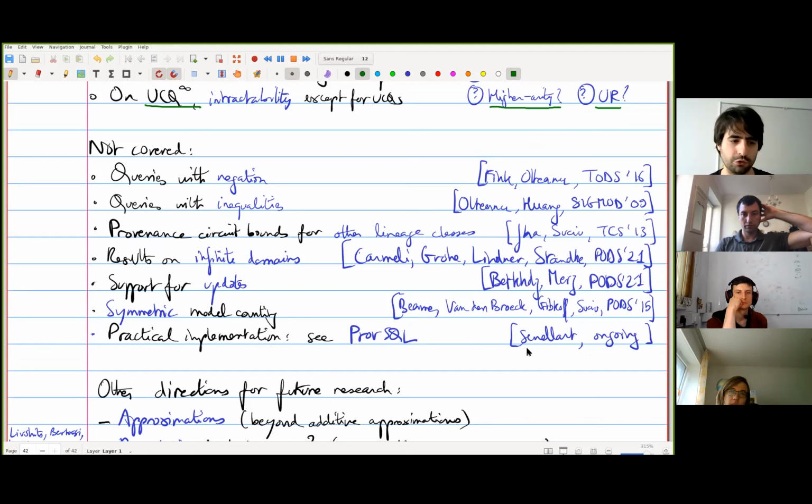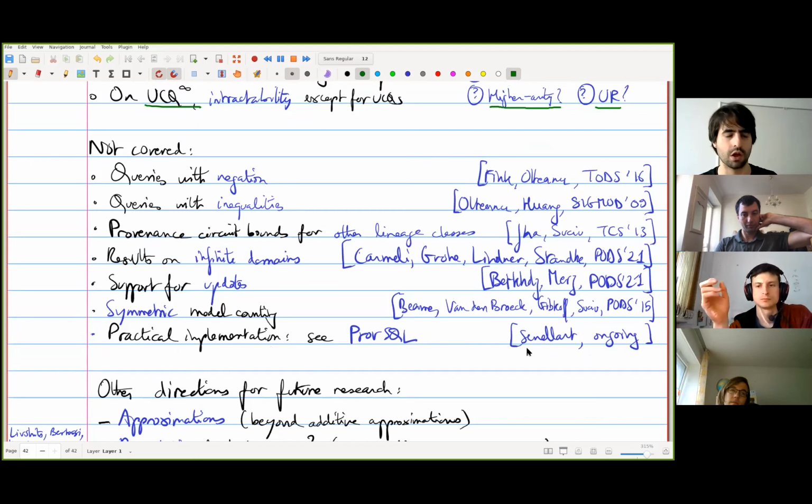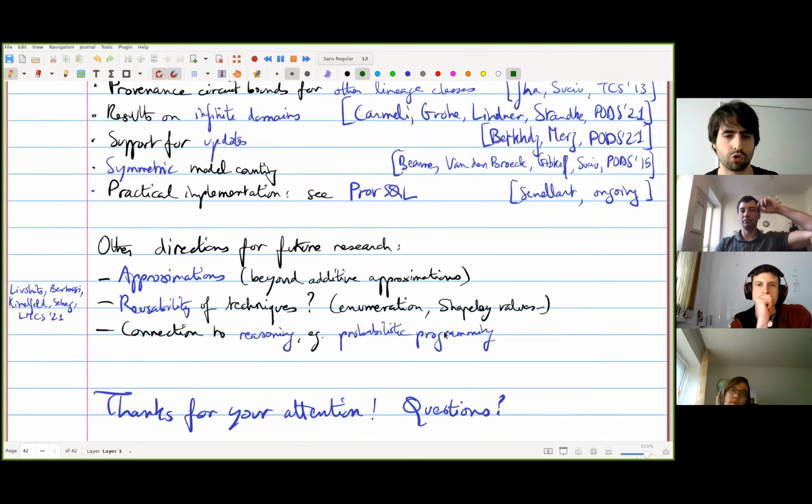So if you ever want to use this in practice, there is a PostgreSQL module called ProvSQL, which allows you to manage provenance circuits and do probabilistic evaluation on top of them using existing model counters.